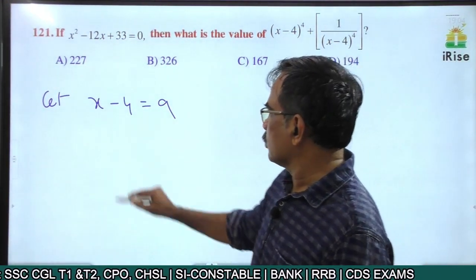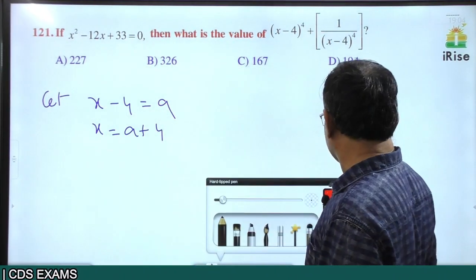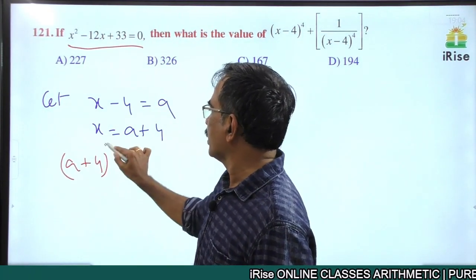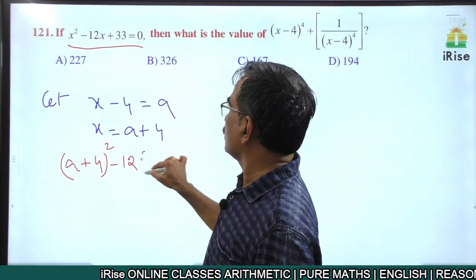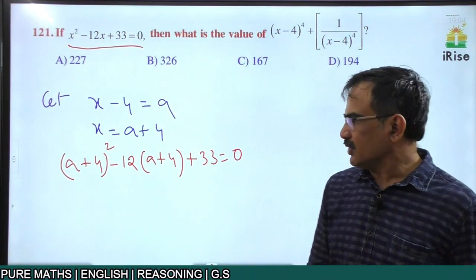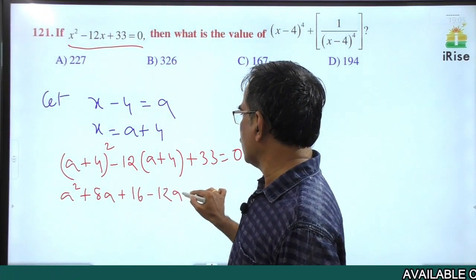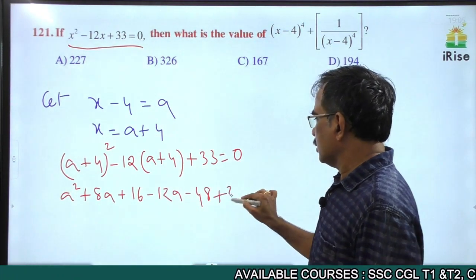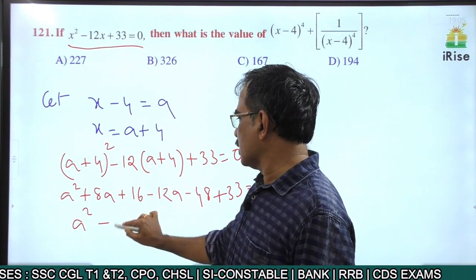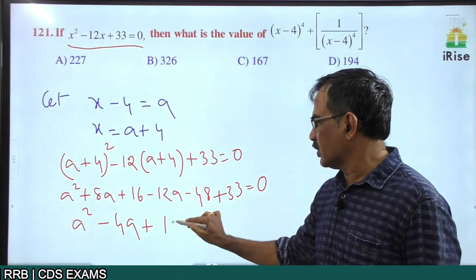If x − 4 = a, x is nothing but a + 4. Then substitute x = a + 4 in this equation. x is nothing but (a + 4)². This is the given condition. Minus 12(a + 4) + 33 = 0. So this is a² + 8a + 16 − 12a − 48 + 33 = 0. So this can be written as a², 8a − 12a = −4a, 16 + 33 = 49, 49 − 48 = 1, equals 0.